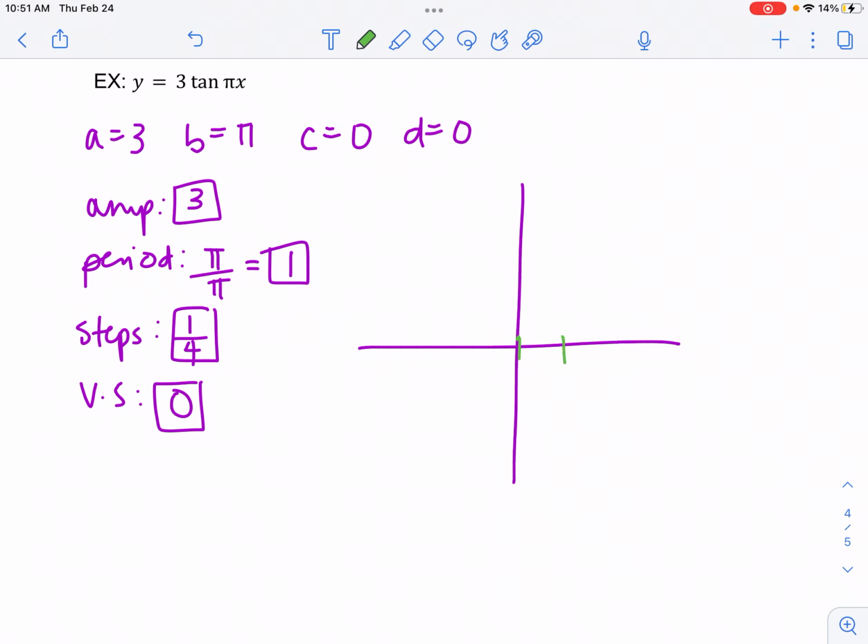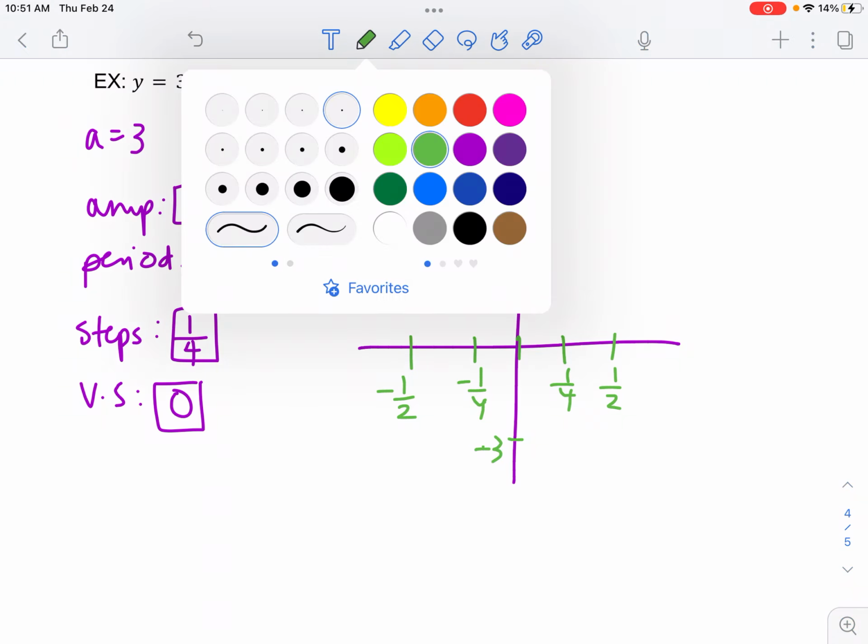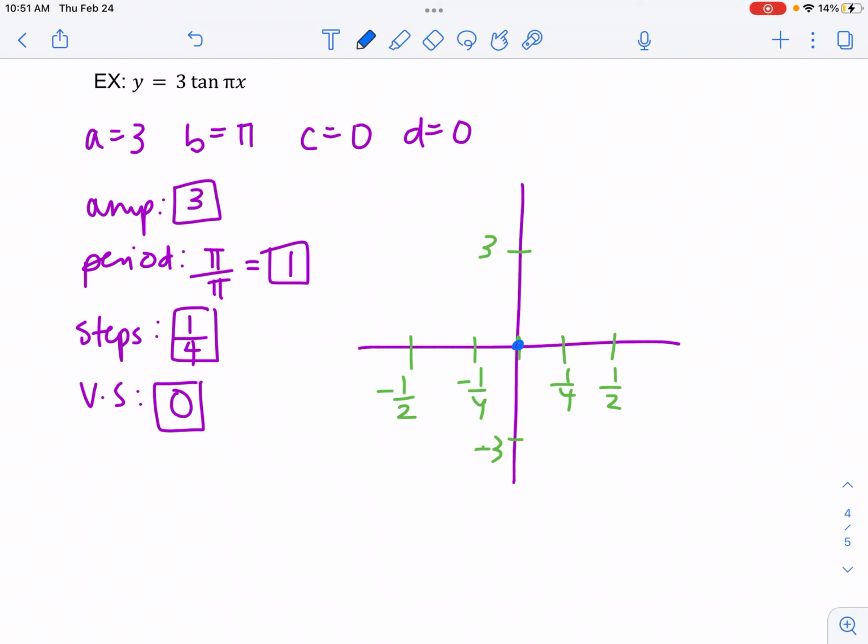We've got center, 1, 2, 1, 2. My steps are 1/4, so this first point is going to be 1/4, and then you got 2/4, which is 1/2, -1/4, and then -1/2. My amplitude is 3, so I'm going to go up 3, down -3, and there's the setup. Center point, up asymptote, back to the center, down asymptote. Connect the dots, and there we go.